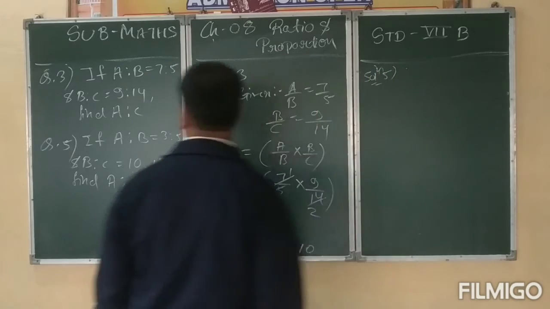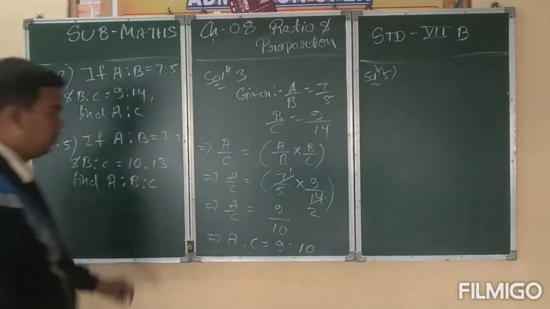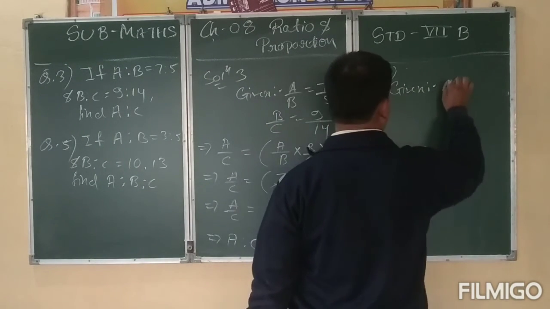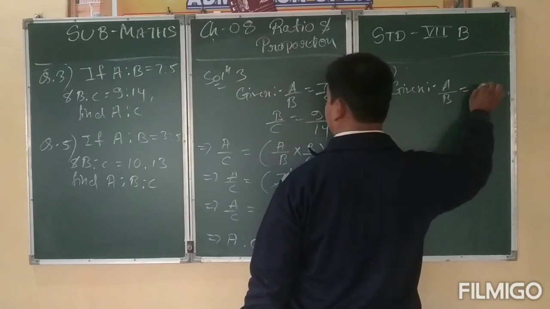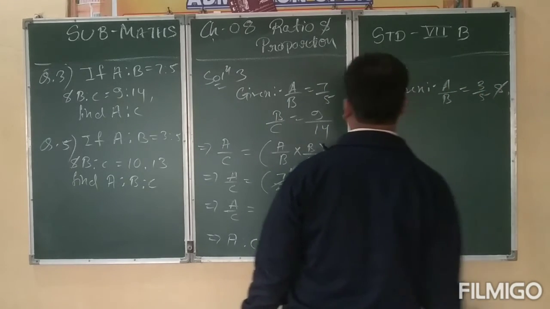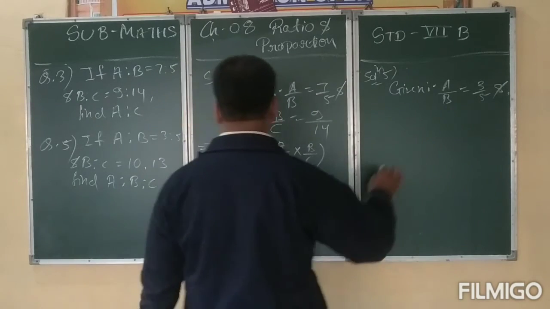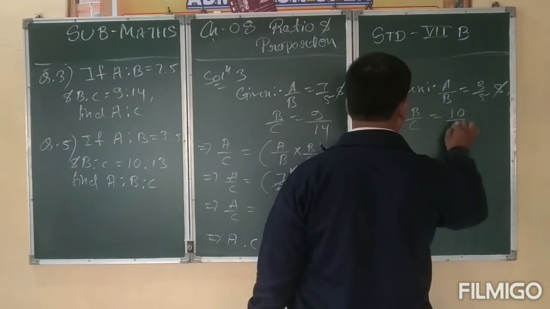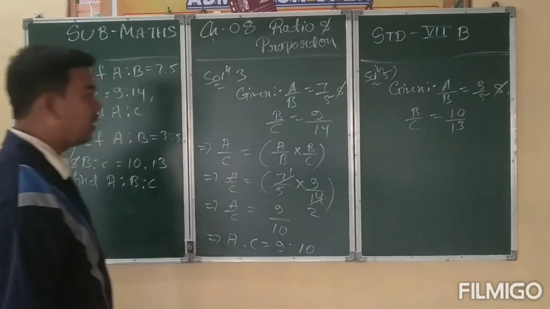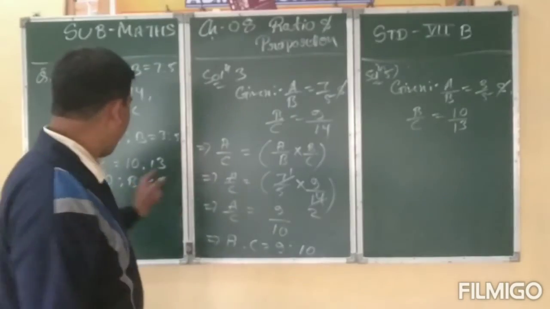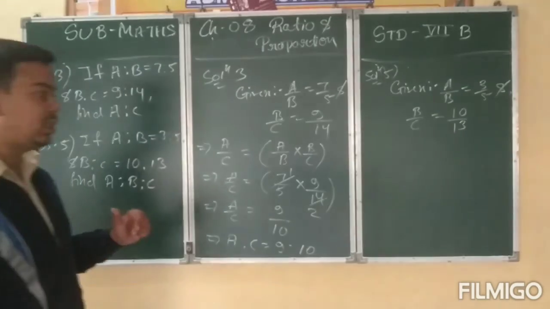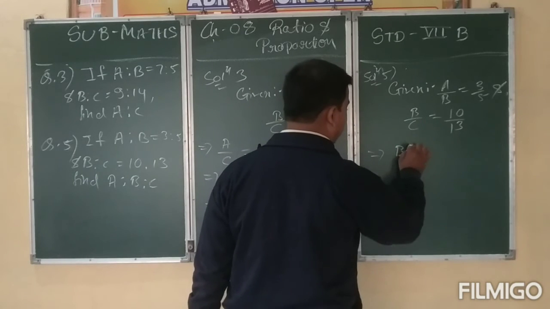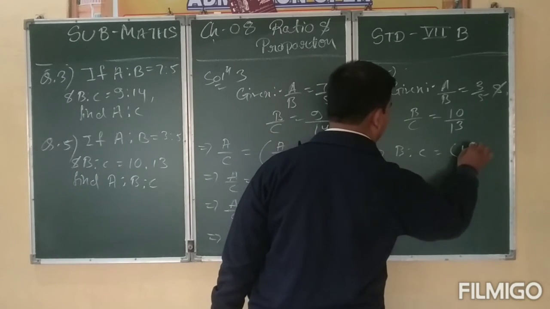Solution number 5. Here A ratio B is given. A means A by B, 3 by 5, and B by C is equal to 10 by 13. Okay, so 10 by 13. So here we find A, B, C. A ratio B ratio C. So first of all, what to do? We take B by C, meaning B ratio C equal to 10 ratio 13.